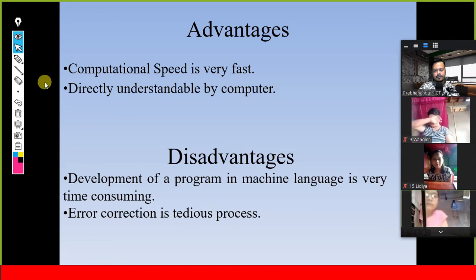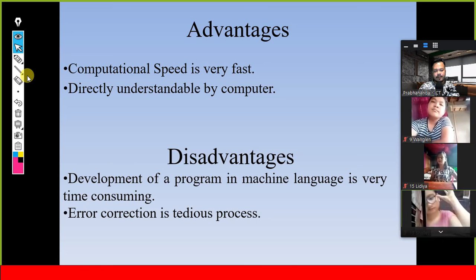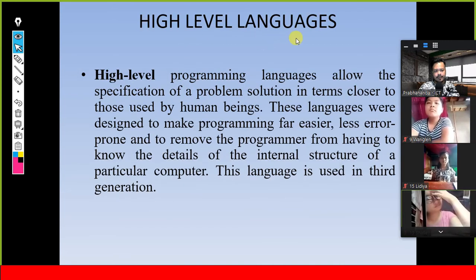What is tedious? What is meant by tedious? Tiring and the conversion process. Okay. High level language. High level programming language allows the specification of a program solution.